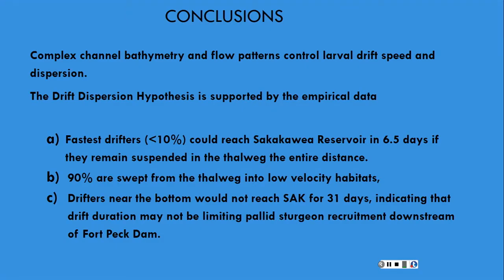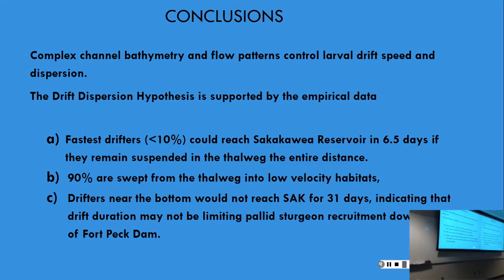So, conclusions on this part of the pallid sturgeon application is that complex channel bathymetry and flow patterns control the larval drift speed and dispersion. I mean, that to me, you'd know that going into the field to begin with. You don't need to measure it other than this field. This river is so muddy you can't see it really. Drift dispersion is supported by the empirical data. Some of them can. From our analysis, we found 10% of them would probably make it, and 90% are swept into the thalweg.